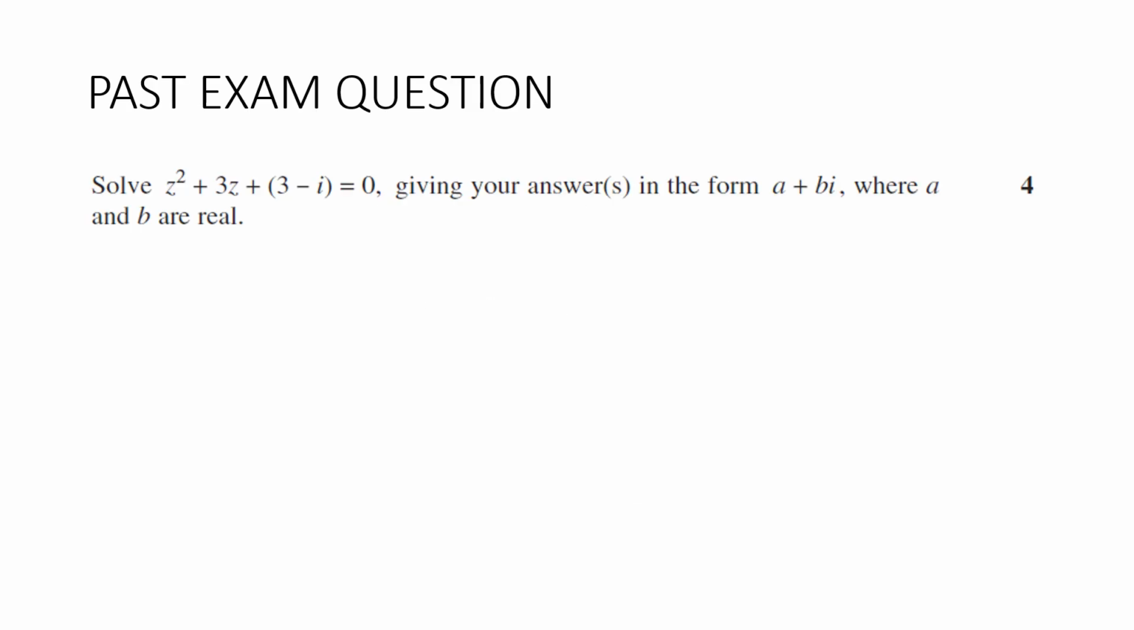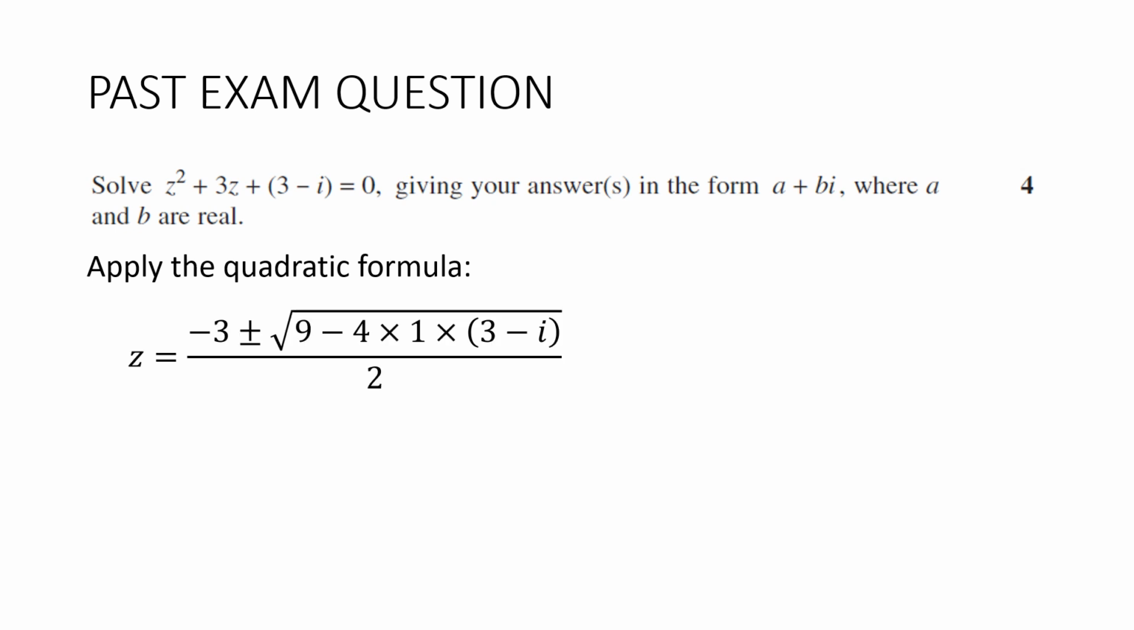Finish off this part by looking at a past exam question. Solve z squared plus 3z plus 3 minus i equals 0, giving your answer or answers in the form a plus bi, where a and b are real. Okay, nice easy question. We're going to apply the quadratic formula. So z is equal to -3 plus or minus the square root of 9, take away 4 times 1 times 3 minus i, all over 2. And let's tidy that up. Now, we can't go any further because we need to know the square roots of the complex number -3 plus 4i.